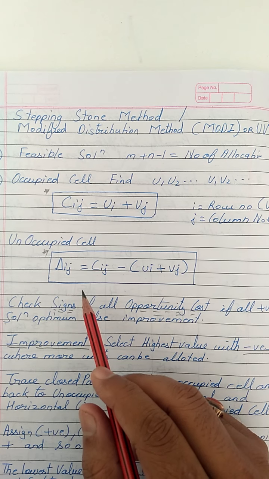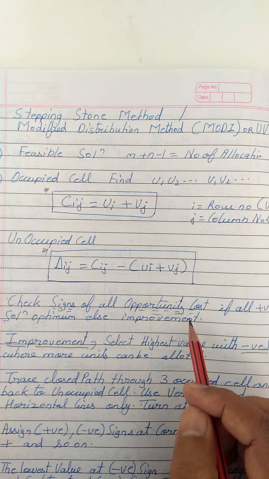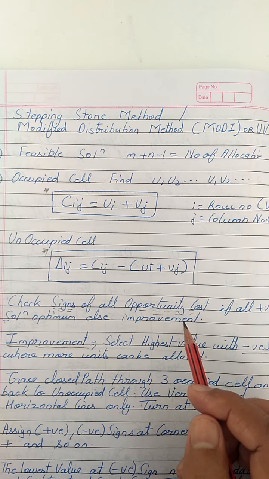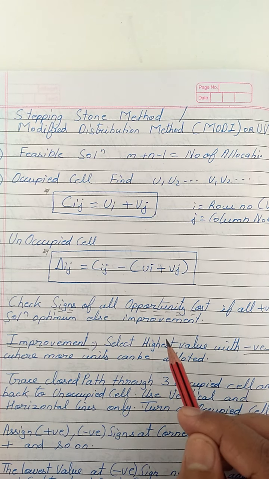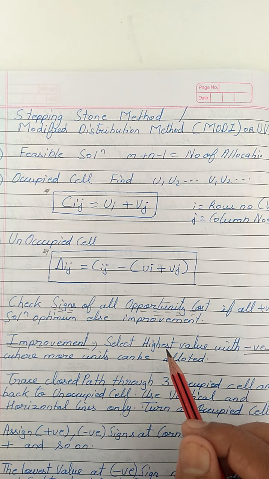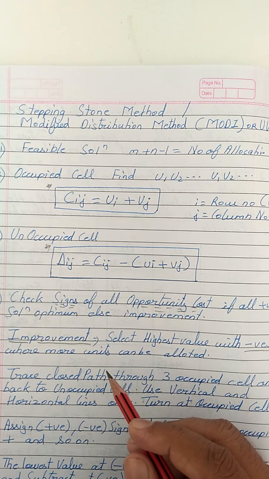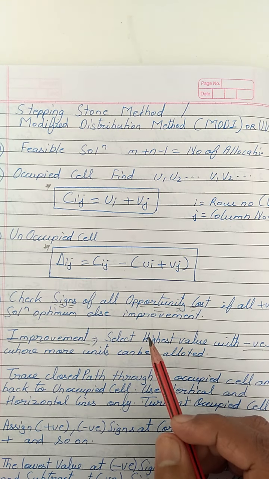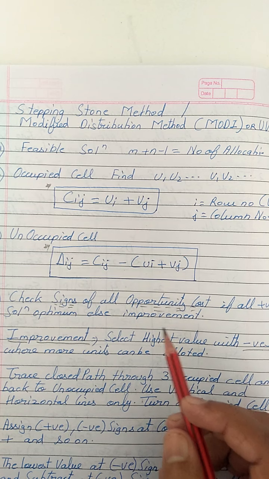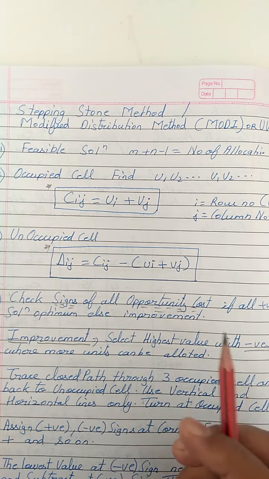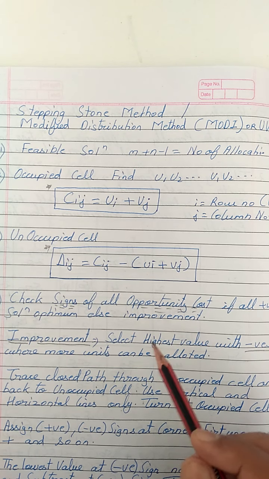Once you find the opportunity costs, check the signs of all of them. If all opportunity costs are positive, that means the solution is optimum. There is no need to go for further steps. But if even a single value is negative, that means there is a chance for improvement. If there are two or more negative values, then select the one with the highest value with a negative sign. The highest opportunity cost with a negative sign is selected as the cell where we can shift units from somewhere to that particular cell.